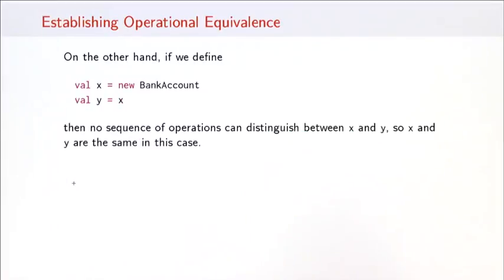On the other hand, if we now define x equals new bank account and y equals x, then it turns out that no sequence of operations can distinguish between the x and the y, so they are the same in this case. Now, to prove that two objects are the same in this theory is considerably harder than to prove that they are different, because you have to show that no possible sequence of operations can distinguish between them. So you have to argue about a possibly infinite number of possible experiments, whereas to prove that two definitions are different, a single counterexample is enough.